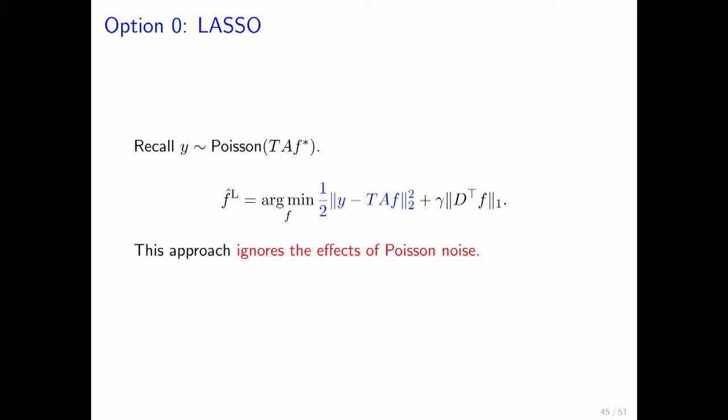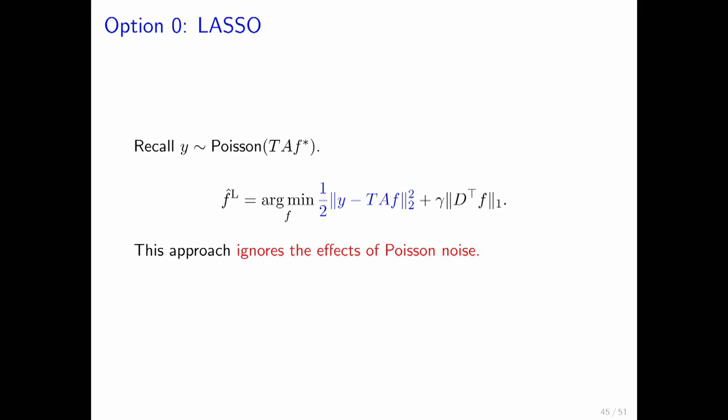So a lasso estimator would say, let's just minimize our sum of squared errors plus a sparsity term. And there's been a lot of research done on this optimization problem, great off-the-shelf software, but it completely ignores the effects of Poisson noise, and we've seen example after example today where that's a dangerous and bad thing to do.